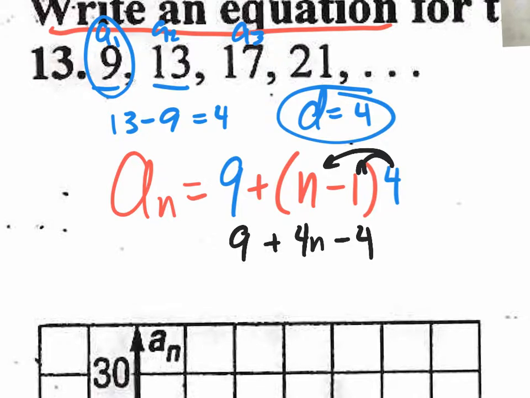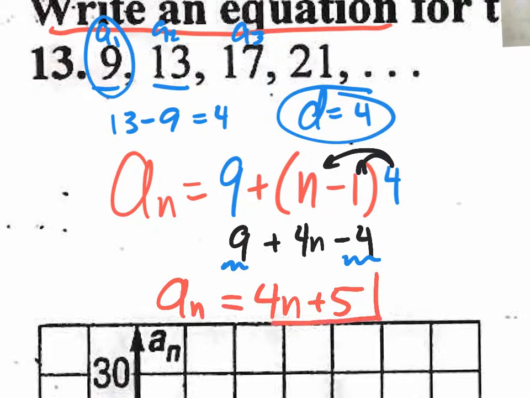And of course we could combine like terms. 9 minus 4, that is 5. So what I really have is 4n plus 5, because 9 minus 4 is positive 5. Then I'm just going to put the a sub n equals right in front of it. And ladies and gentlemen, that's your general rule. That's your function that produces the sequence, the arithmetic sequence up here.